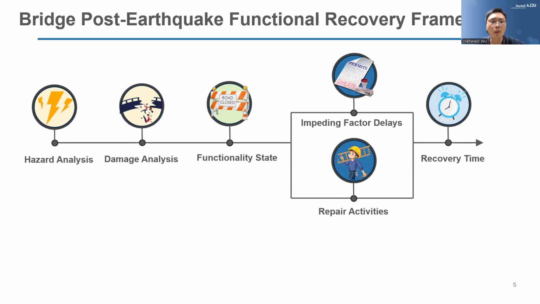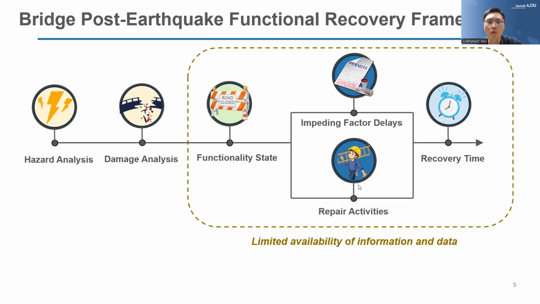So here's our framework. First you need to look into the hazard of the site, and you do the damage assessment to get the damage across different bridge components. Based on the damage, you evaluate the functionality state of the bridge. Then we have two temporal variables. One is called impeding factor delay, and the other is called repair duration. The sum of the impeding delay and the repair duration is the recovery time. The limitation here is that we don't have an existing database that will enable us to do such functional recovery analysis for bridges.